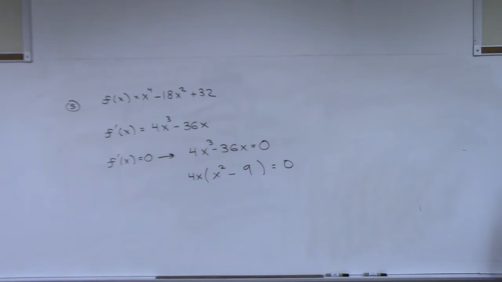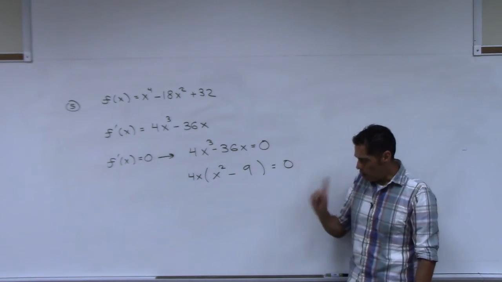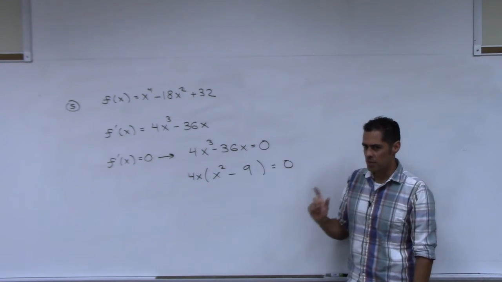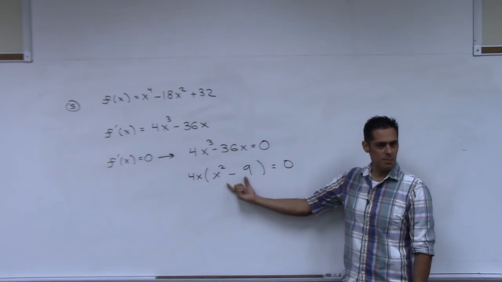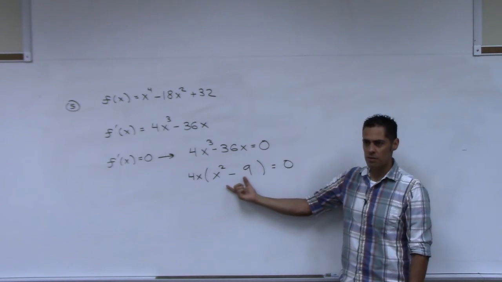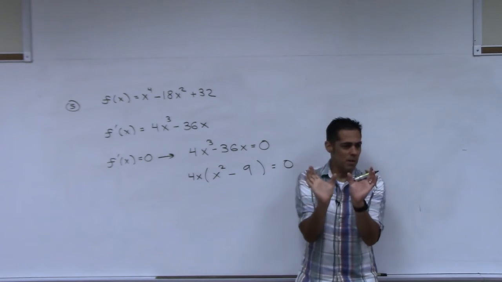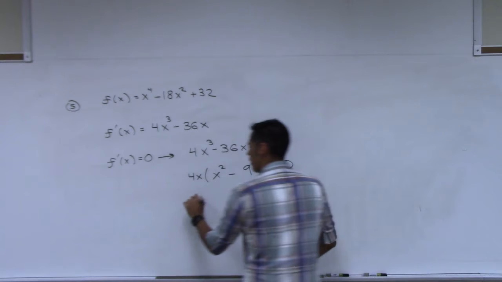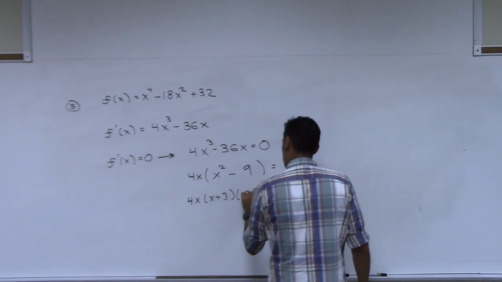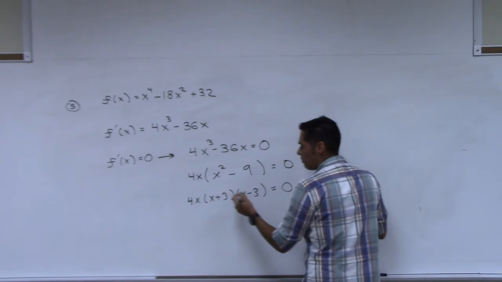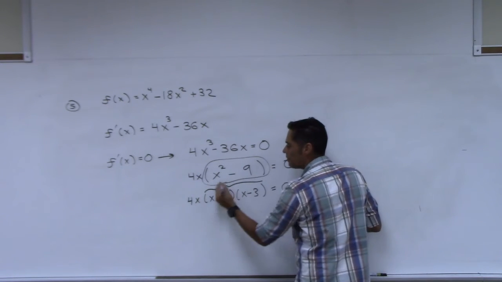Don't you set both of those to 0? Yes, you're supposed to set both of these equal to 0. However, there's something that we can still do here. This is a special one, difference of squares. You have to recognize this is a difference of squares. So this turns into x plus 3 times x minus 3. So 4x times x plus 3 times x minus 3 equals 0. That right there, this piece, is something you have to recognize.